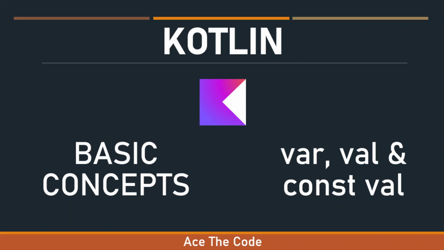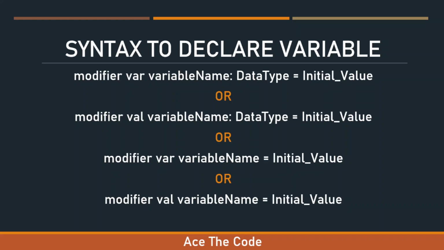In this video, we are going to discuss how to declare variables in Kotlin. In Kotlin, there are three ways to declare a variable. We can declare a variable with the var keyword, using the val keyword, or using the const val keyword. In Kotlin, the most important part is that variables cannot be without an initial value. So first, let's try to understand how to declare a variable by using var or val type of declaration.